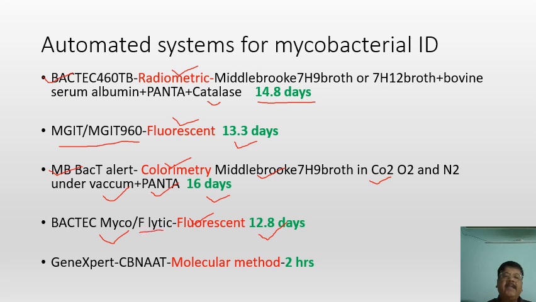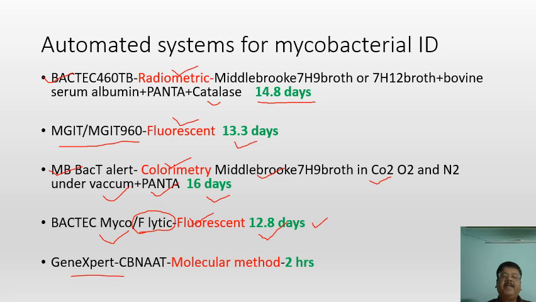In the F Lytic system, something interesting is there, where the patient specimen is subjected to lysis, and the mycobacteria which are trapped inside the leukocytes are taken out. So to some extent there is an improvement and detection is a little earlier. You can see 12.8 days, whereas previously you can see 14.8 and 13.3. So that lytic system is there. The leukocytes are lysed, and the mycobacteria entrapped inside the leukocytes are taken out and cultured.